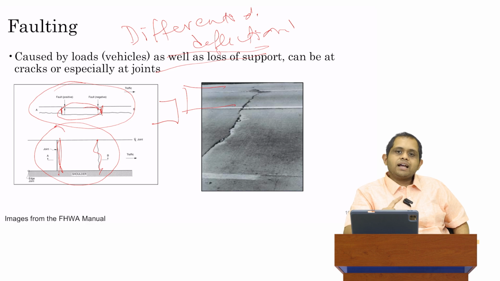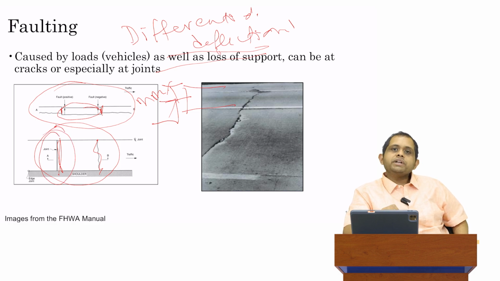The two sides of the slab have undergone a different amount of permanent deformation, hence the term differential deformation or differential deflection. So we have this differential deflection which happens, and the magnitude of this, typically measured in millimeters, is what we call faulting. So faulting can occur at joints, so it can occur between two different slabs. It's also possible that faulting can occur inside a single slab when a crack is formed.